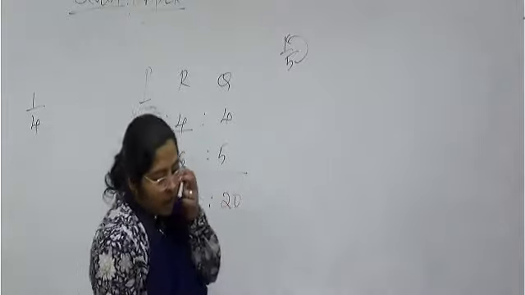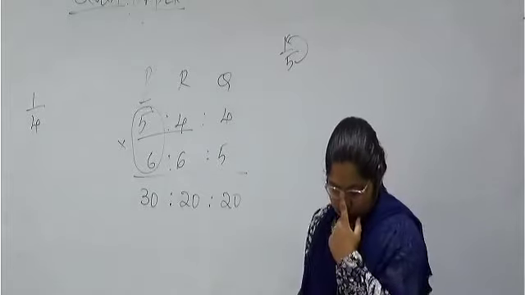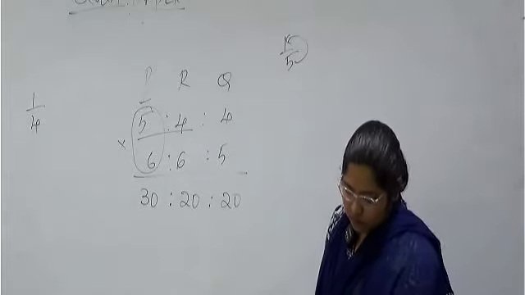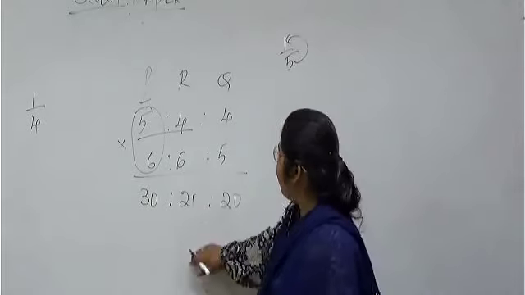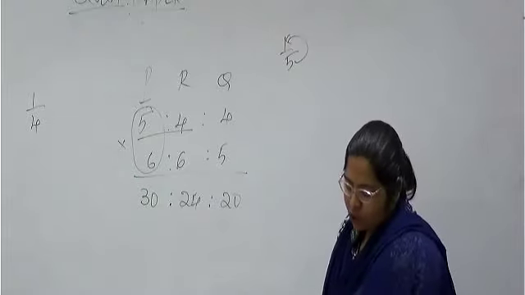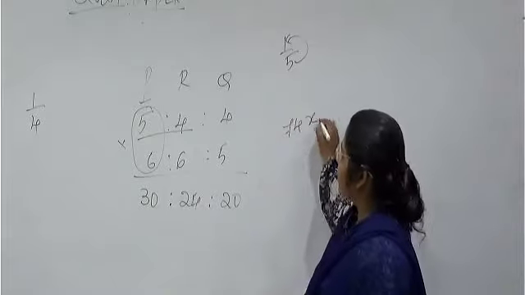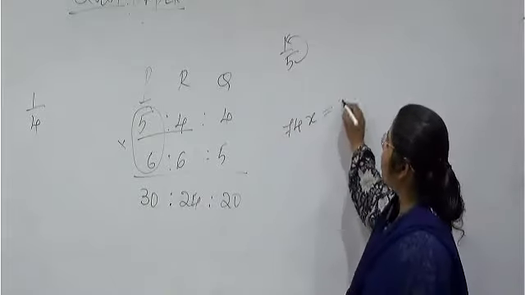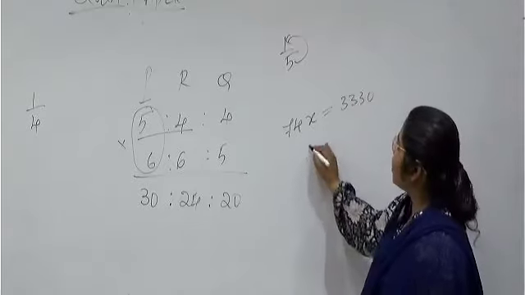Now what do we want? Cost of P. Add the ratios. How much will you get? 74x, yes or no? It is equal to the given 3330. X is equal to how much?